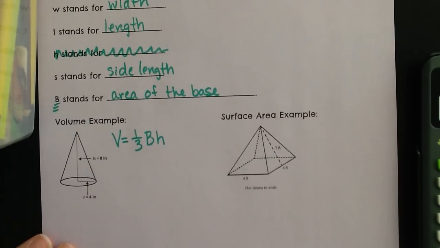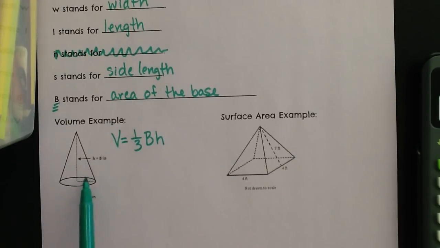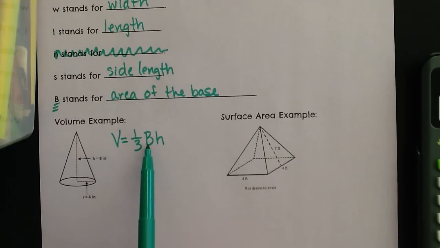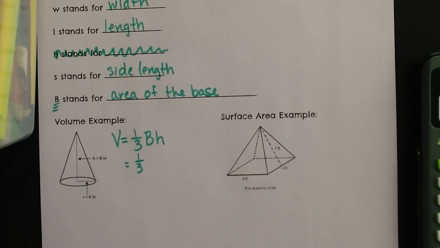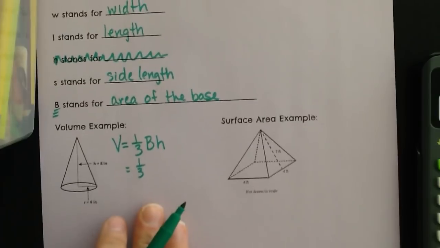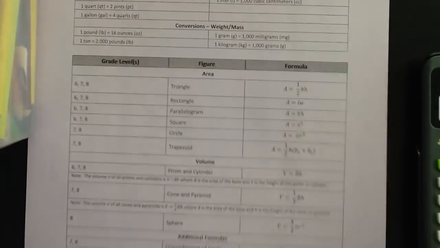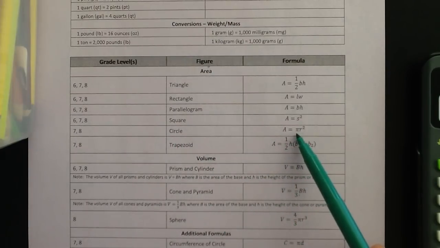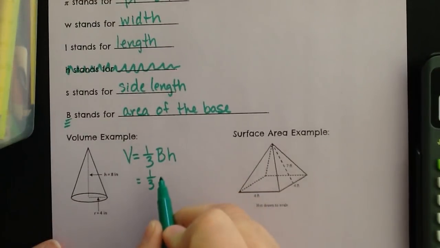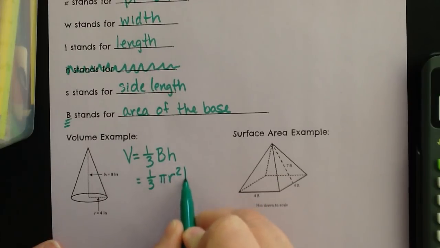Okay? Now, the base of this cone is a circle. So we're going to fill in what the area of a circle is for that big B. So right here, we're going to bring down the 1/3, and we're going to find the formula for the area of a circle. So flip it back over. Area is right here. Circle is here, so area equals pi r squared. Okay, so here we're going to put 1/3 pi r squared, and we're going to bring the h down.